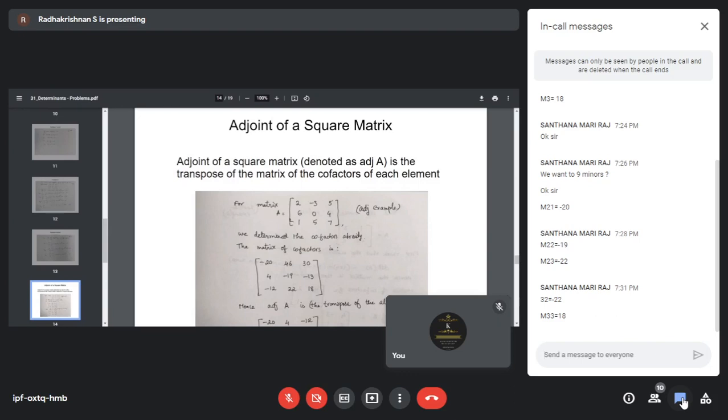Okay. So for example, last problem we put up 2 minus 3 5 6 0 4 1 5 7 இப்பதான் பண்ணோம் அந்த matrix. We wrote down the cofactors, so you write down all the values you got as that is your matrix of cofactors. So that will be minus 20 46 30 4 minus 19 minus 30 13 minus 12 22 18. So that is your matrix of cofactors. நம்ம இதை வந்து transpose பண்ணாக்க you get another matrix. That's what we call as adjoint.